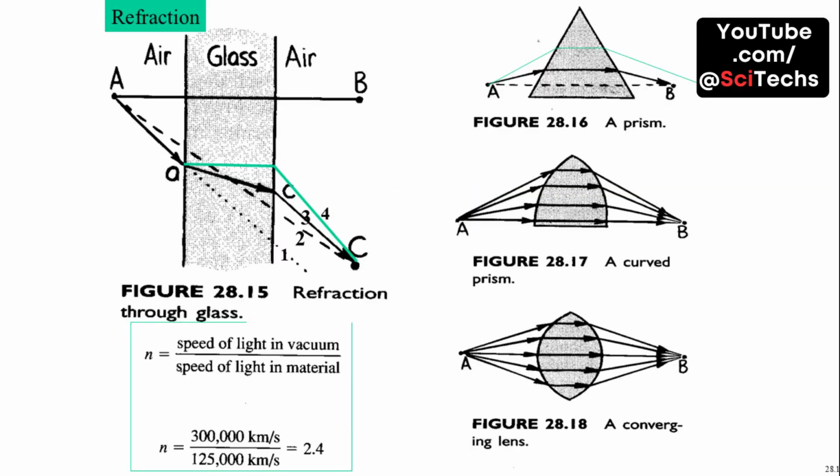When light passes through materials like glass, its speed changes, causing it to bend. This change in speed is described by the refractive index, which varies for different materials.